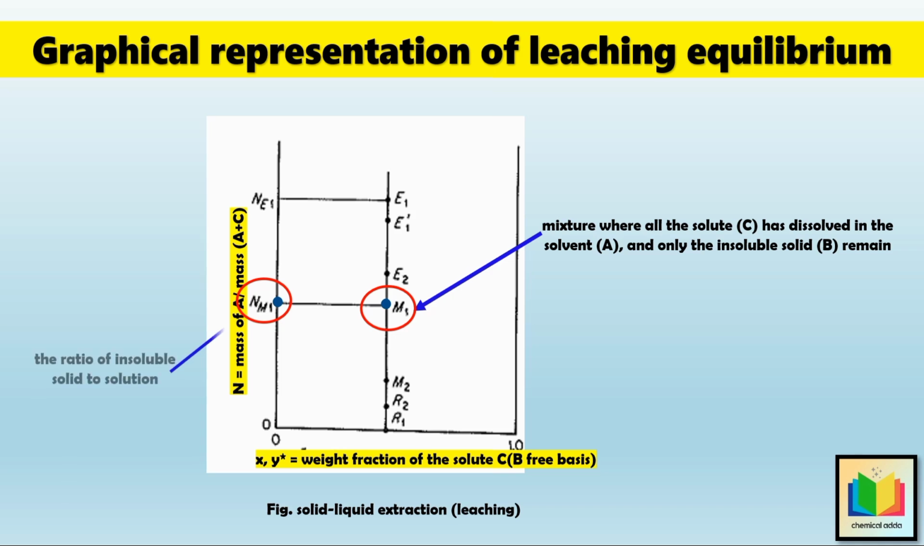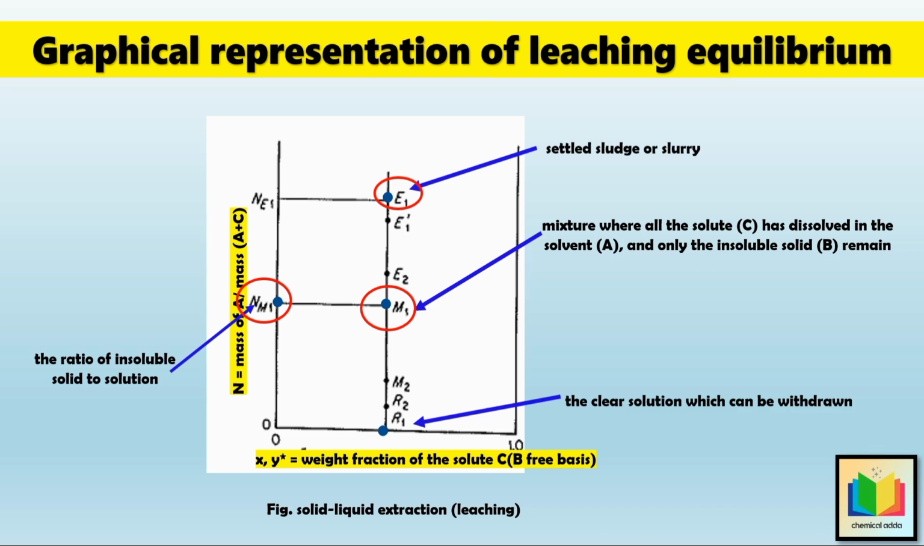Then point NM1 represents the mass ratio of insoluble solid B to solution. Now, if the mixture is allowed to settle, and the solid is non-adsorbent, then we will get two streams. The first one is the clear solution, which is represented by point R1, and the second one is the settled sludge, which is represented by point E1.